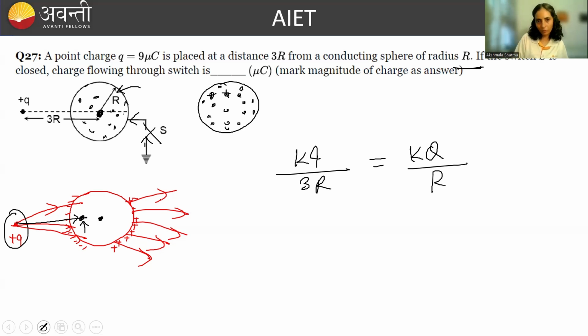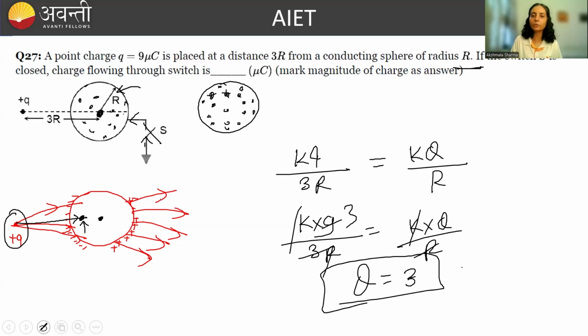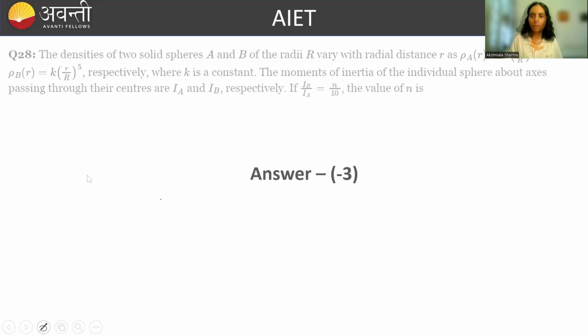So let's say k into Q is given now, that is 9, and this is 3r. And this k, small q, we don't know, this is r. So this r will get cancelled, and this is 3. So q equal to 3, and as I said, this will be negative charge. So this is equal to minus 3 micro. This will be your correct answer. Now let's move on to the next.